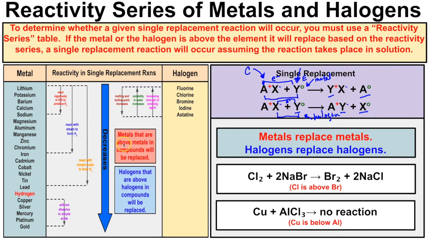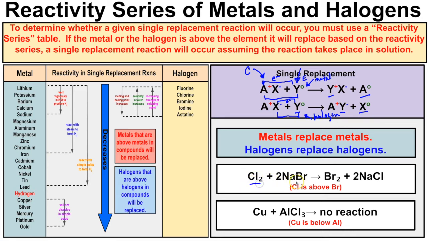If we use our reactivity series over here, here's how it works. To determine whether a given single replacement reaction will occur, you must use a reactivity table. If the metal or the halogen is above the element it will replace based on the reactivity series, a single replacement reaction will occur, assuming the chemical reaction takes place in solution. It's important to keep in mind that metals replace metals and halogens replace halogens. In this example, we have an ionic compound, sodium bromide, reacting with chlorine, which is a halogen.